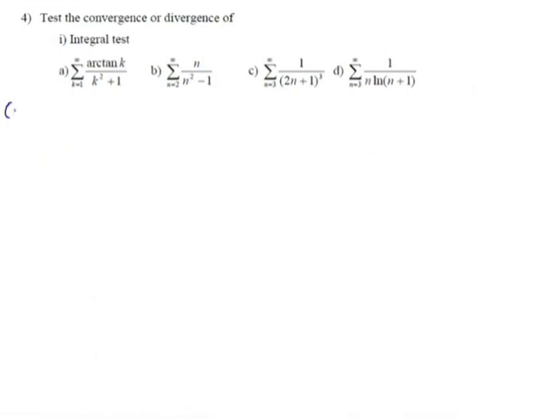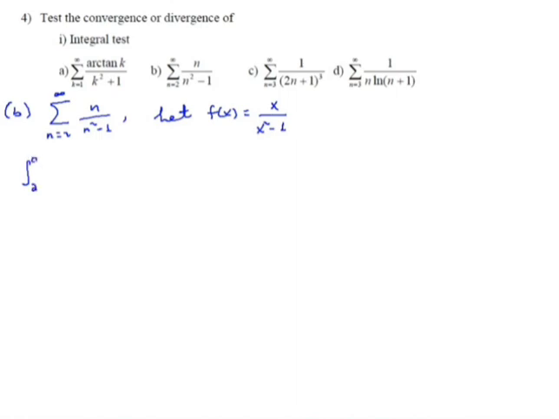Let's see the b part. In b we have the summation n starting from 2 up to infinity of n over n square minus 1. For this series, let the test function be f of x equals x over x square minus 1. Assuming continuity and decreasing are checked, we go to the test.